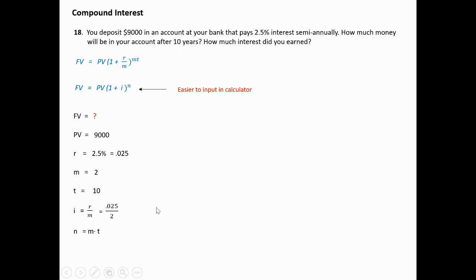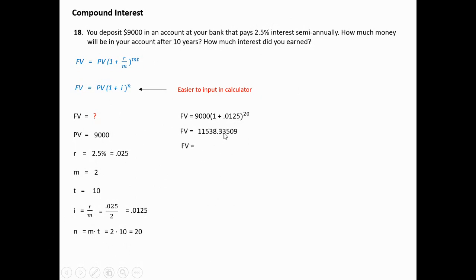Now the I is R divided by M. 0.025 divided by 2 gives me 0.0125. And the N is M times T. 2 times 10 is 20. So I have all the info to plug into the calculator with only one unknown. There's my present value, my I, 0.0125, and my N is 20. You put it in the calculator just the way it is, and that's the answer.